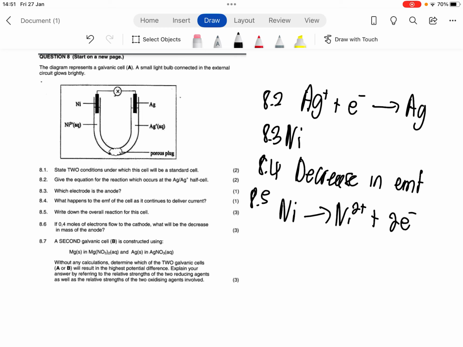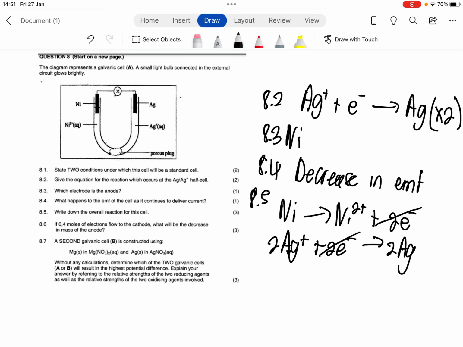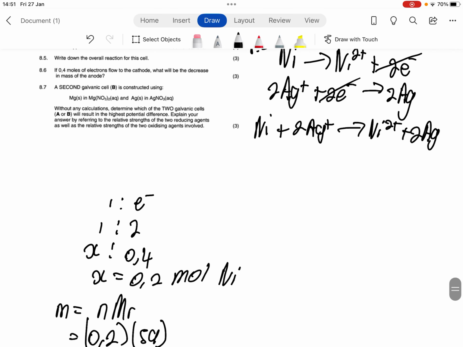Okay, the next thing we're going to do is balance the number of electrons in each one. So in order to balance them, we're just going to times this entire equation by 2. Okay, so then we're going to have 2Ag plus 2 electrons to give us 2Ag solid. And then from there, the electrons will of course cancel out, and then we're just going to add them. Okay, so whatever is on the left-hand side of the arrow stays on the left-hand side. So you're going to bring down nickel plus 2Ag plus to give us Ni2 plus 2Ag. Okay, and that is our net overall expression.